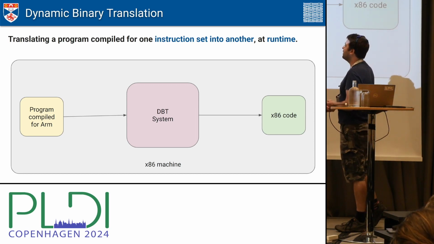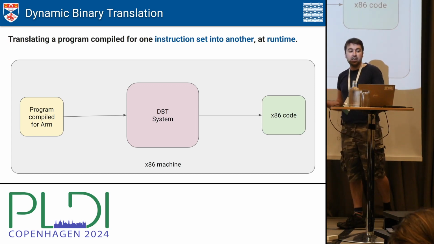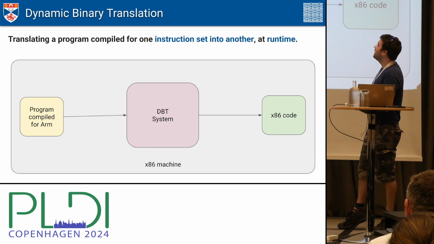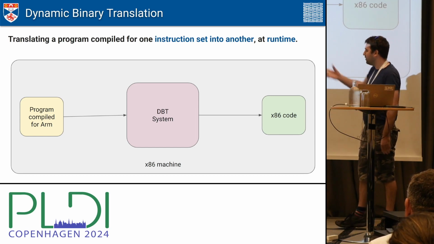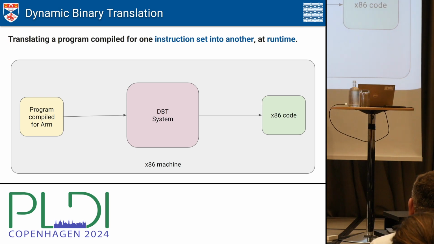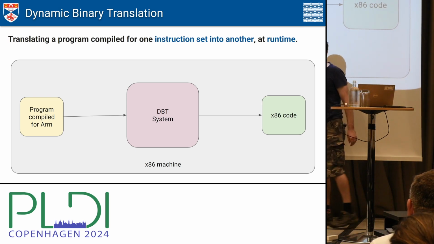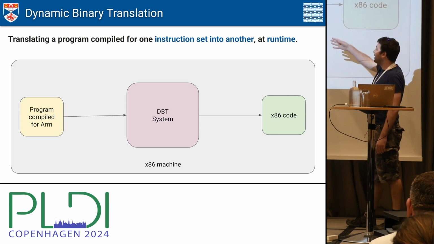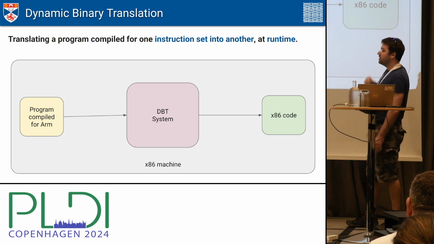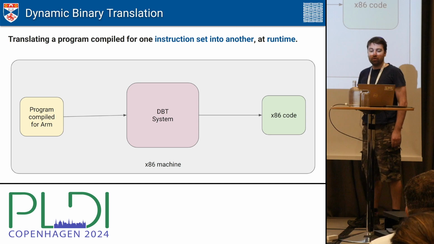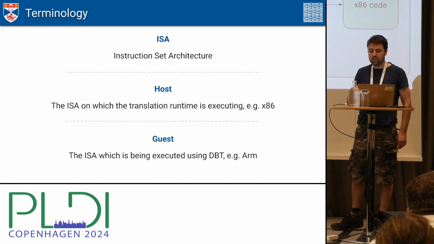Let's see what DBT is all about. Dynamic binary translation is translating a program compiled for one instruction set into another at runtime. This is what DBT might look like. You might have some program compiled for the ARM instruction set, and some DBT system running on an x86 machine. This DBT system takes this ARM program and, bit by bit, as it runs it, converts it into x86 code, and that's how it will execute those ARM machine instructions. Much more efficient than doing something like interpretation.